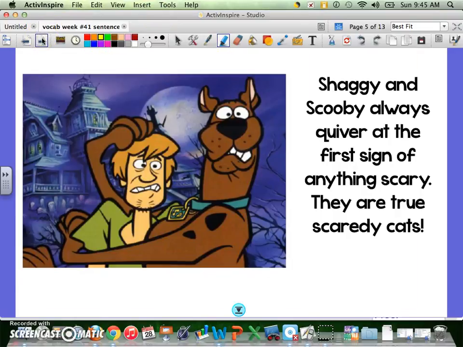Another example would be from the cartoon Scooby-Doo. The characters of Shaggy and Scooby always quiver at the first sign of anything scary. They are true scaredy cats.